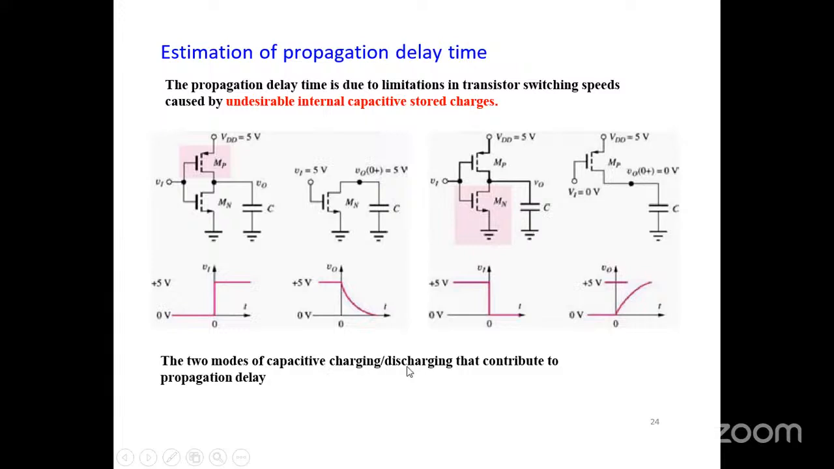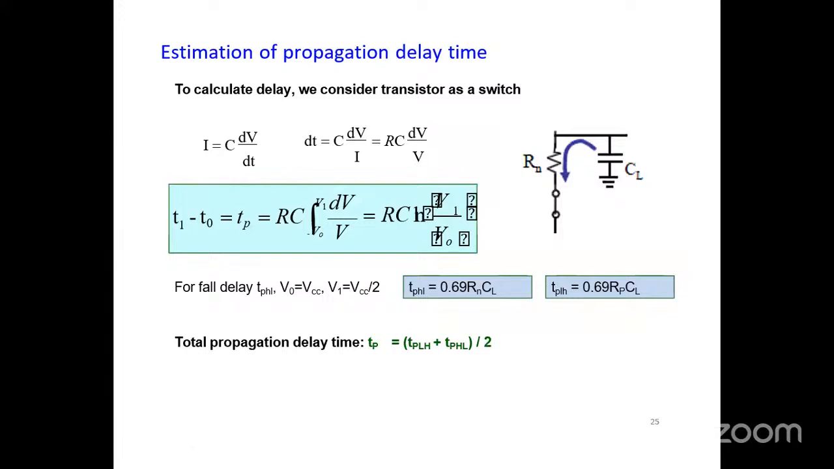There are two modes of capacitive charging and discharging that contribute to propagation delay in the ICs that are manufactured using MOSFETs. This is the estimation of propagation time.